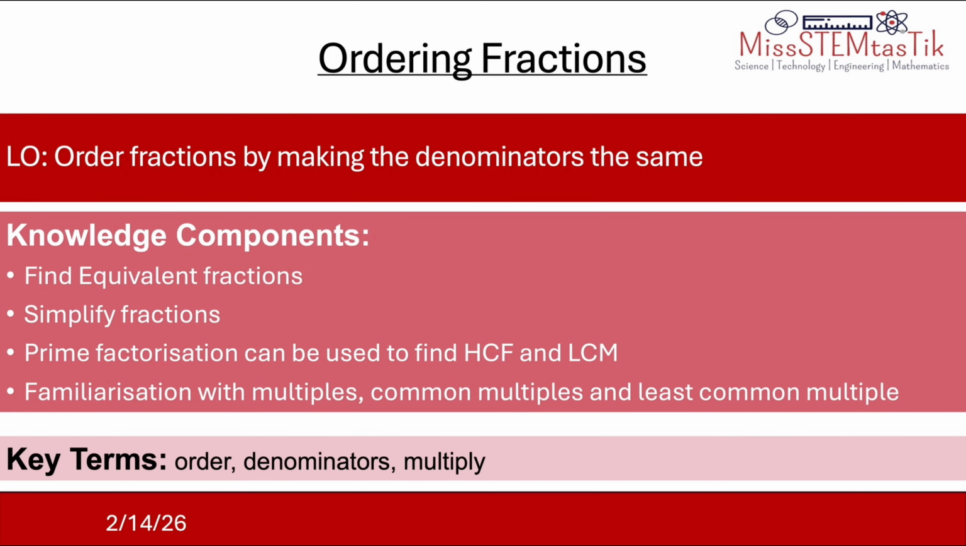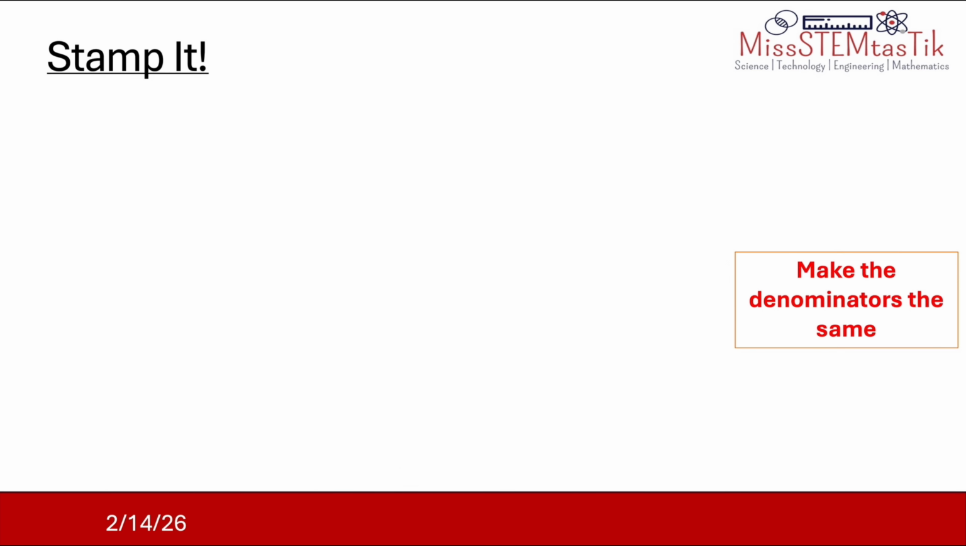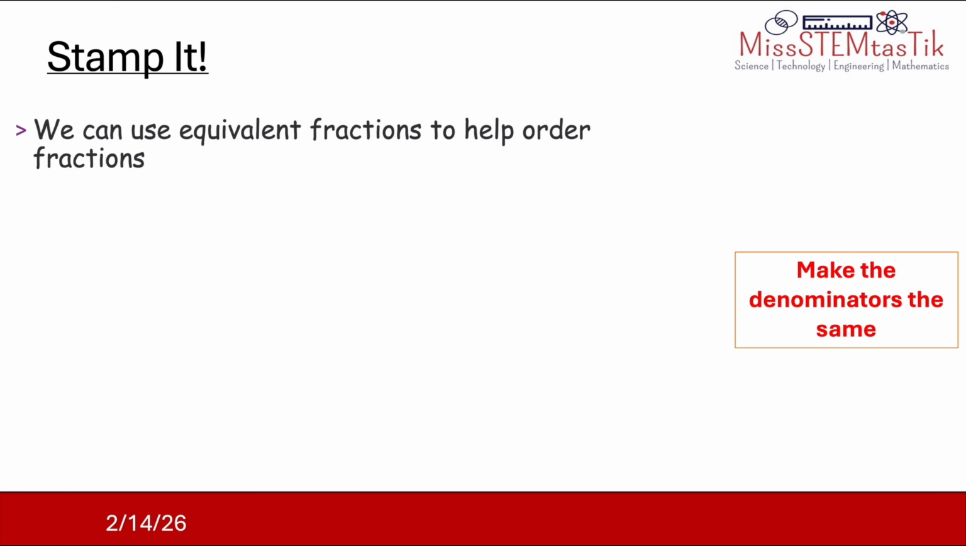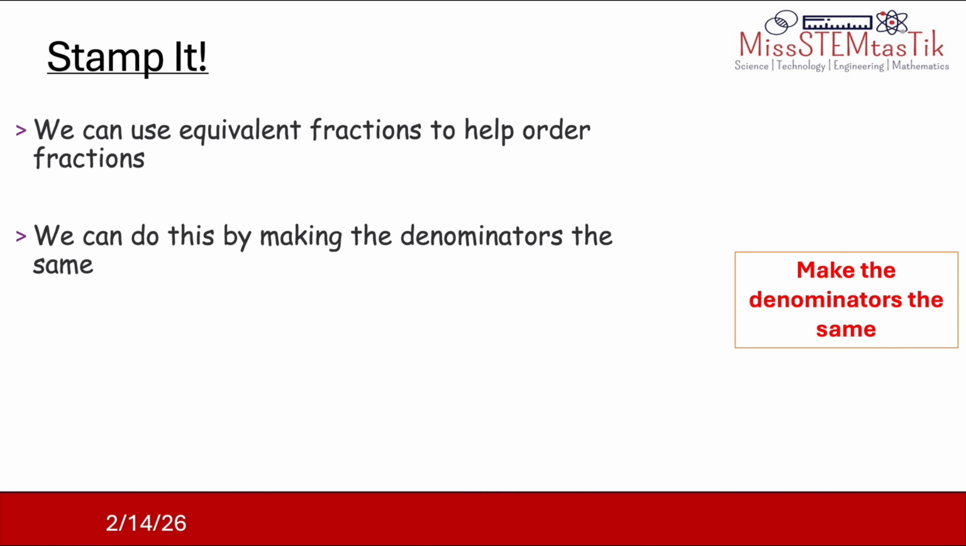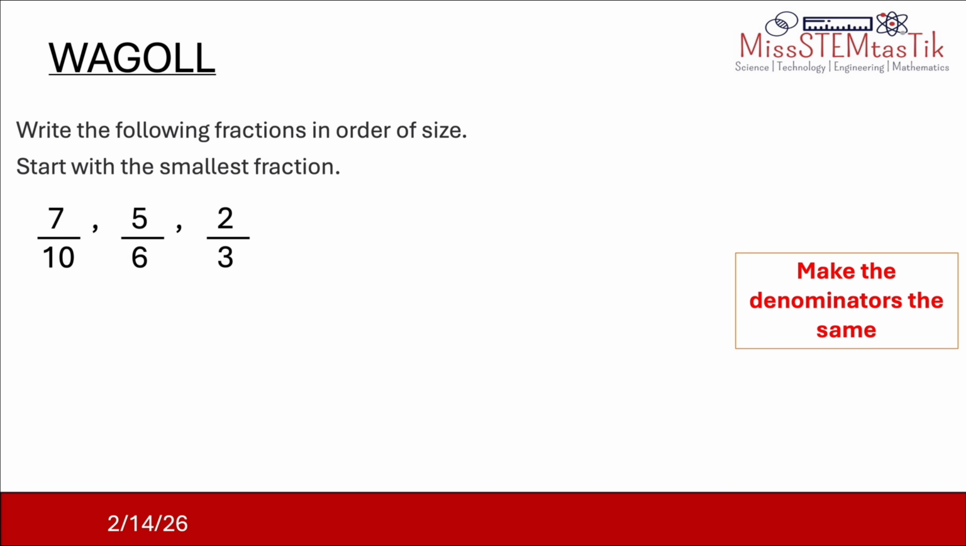In today's lesson, we will be ordering fractions by making the denominators the same. We will find equivalent fractions and simplify fractions. Prime factorization can also be used to find the highest common factor and lowest common multiple. Familiarization with multiples, common multiples, and least common multiples. We can use equivalent fractions to help order fractions. We can do this by making the denominators the same.